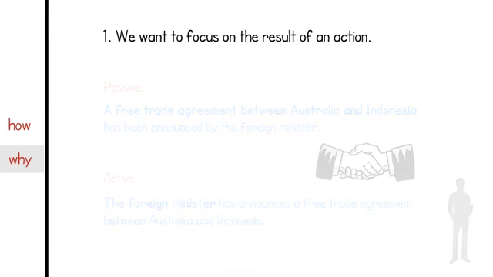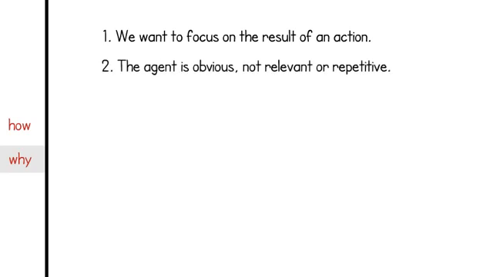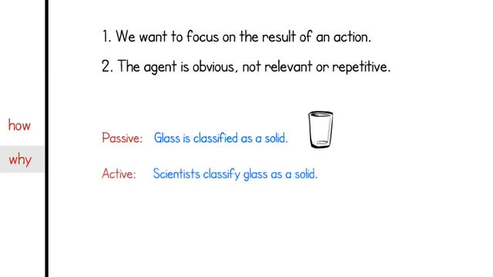We would also use the passive voice if the agent of the sentence is obvious or not relevant or repetitive within the text. For example, we would say, glass is classified as a solid, rather than, scientists classify glass as a solid.